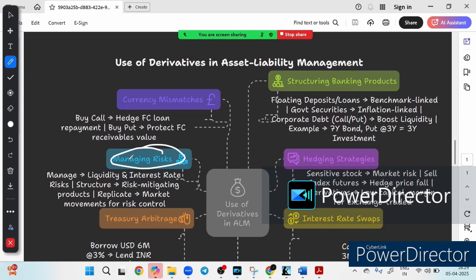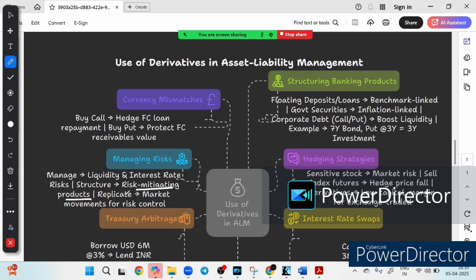You see, banks use derivatives to control liquidity and interest rate risk. For both of them, either liquidity risk or interest rate risk, banks can use derivatives. A structured risk mitigating product replicates market movement for better risk control.